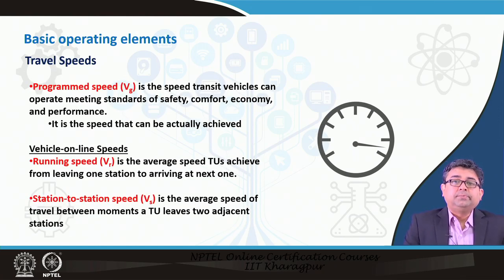Next is the programmed speed. Now, this is the speed that can be actually achieved. Okay. So, the programmed speed is the speed transit vehicles can operate meeting standards of safety, comfort, economy and performance. So, they are programmed to travel on that speed.